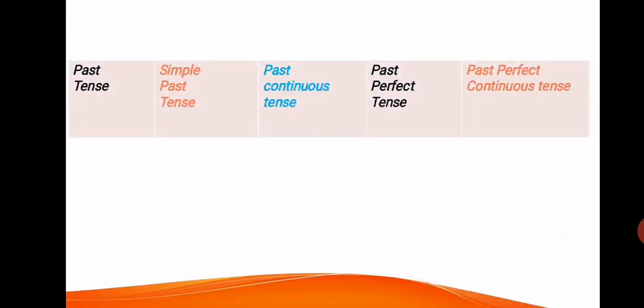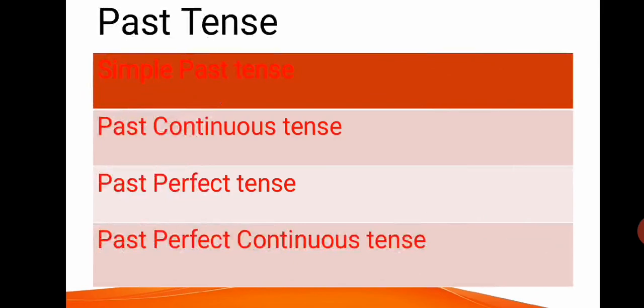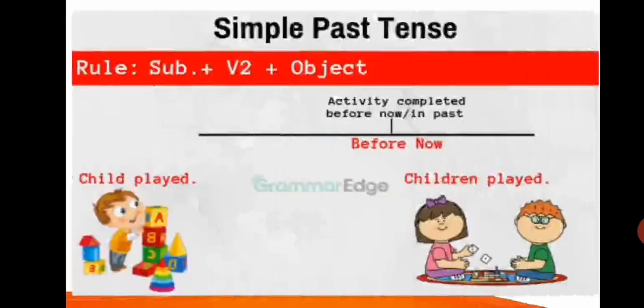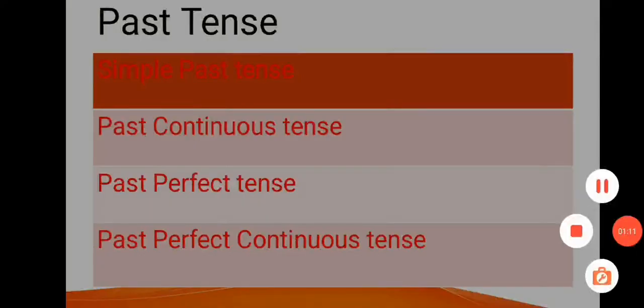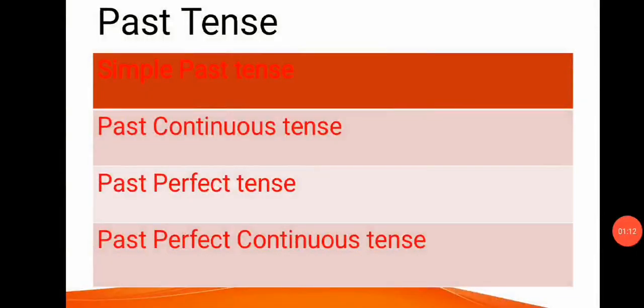Number 1, simple past tense. Number 2, past continuous tense. Number 3, past perfect tense. And number 4, past perfect continuous tense. Now, let's start with simple past tense.